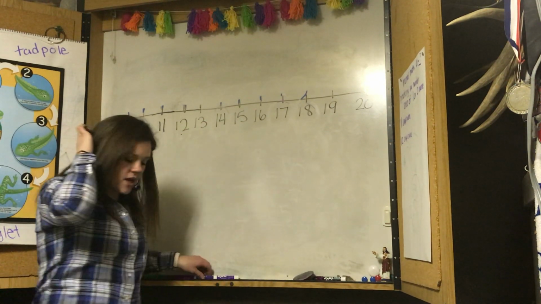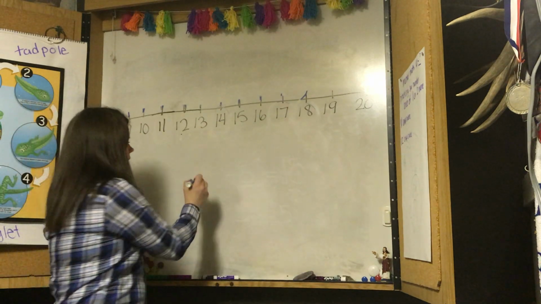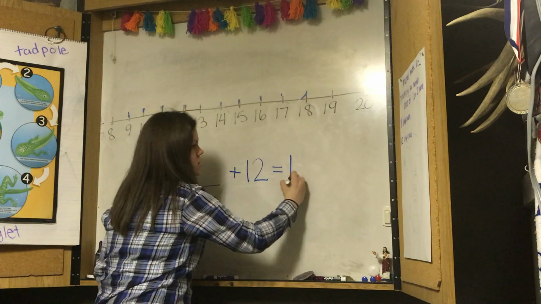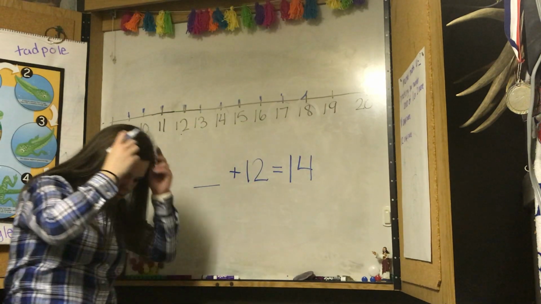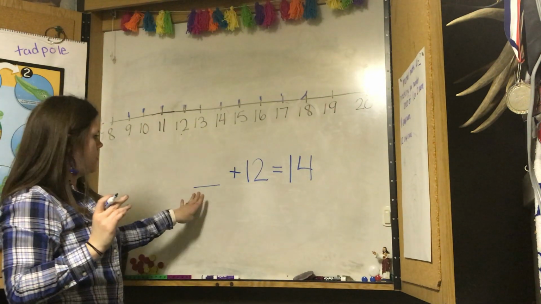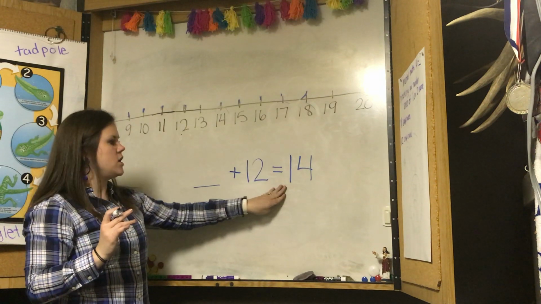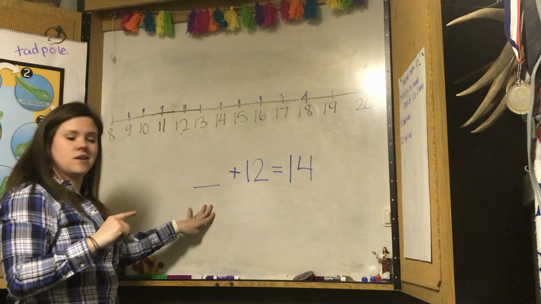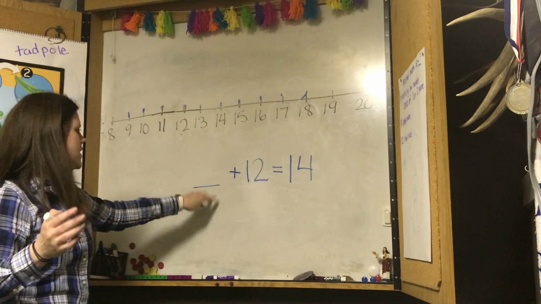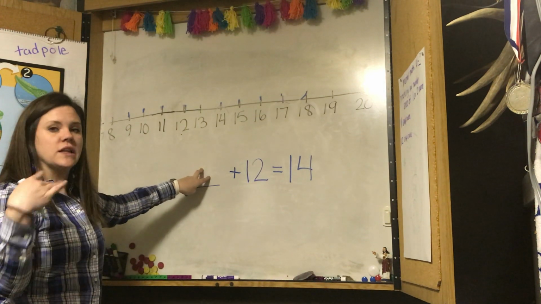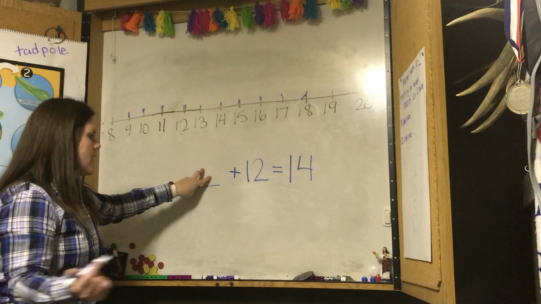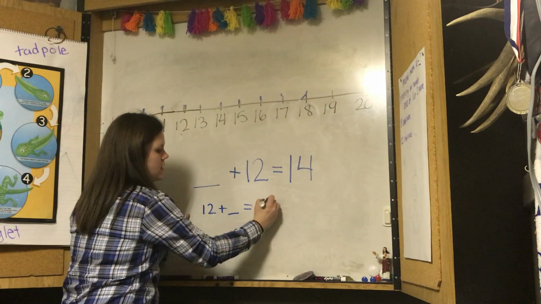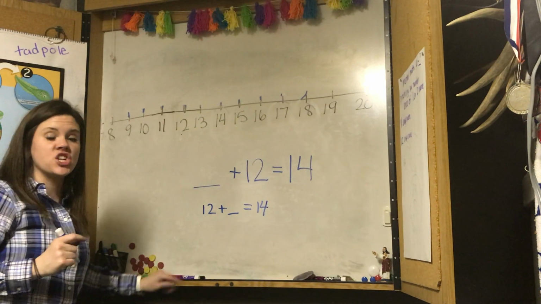All right, and we are on to number 9, guys. Blank plus 12 equals 14. Missing part plus part equals whole. Now, I know this looks a little weird. We're not used to that first number being gone, right? But this is just a part. So think about what all of the related facts could be. It could also be 12 plus blank equals 14. Those are the 2 related addition sentences.